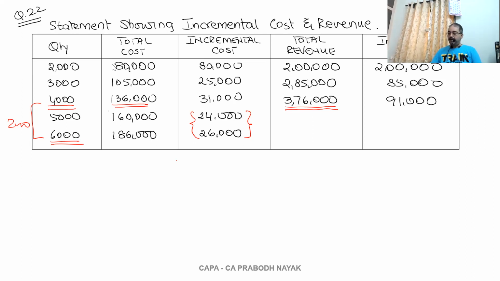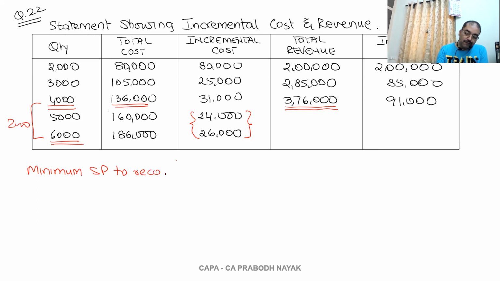Therefore, minimum selling price to recover incremental cost equals 50,000 divided by 2,000. That is 25 rupees per unit.